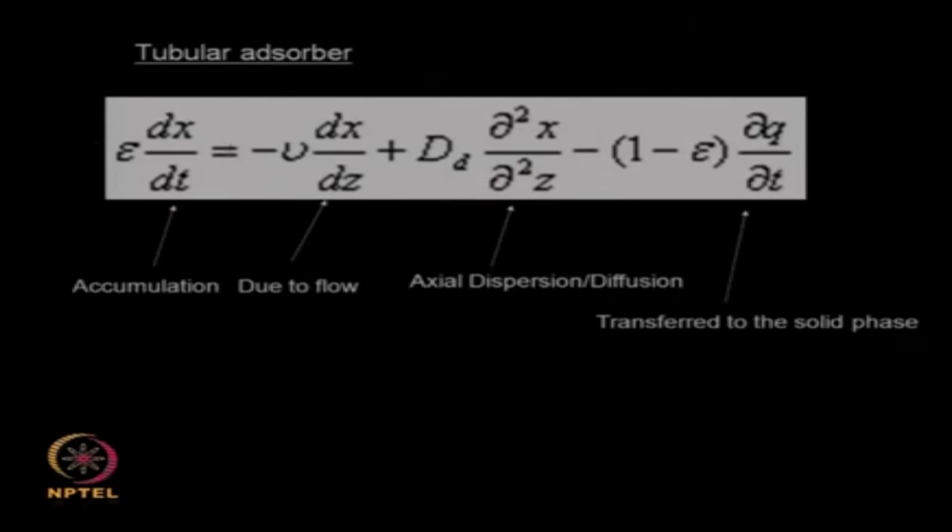So, please recall your stirred tank system and a tubular system. In a stirred tank system we had accumulation equal to material entering minus material leaving minus the solute transferred from the liquid phase to the solid phase. So, here we have accumulation on the left hand side, and then movement of the solute because of the flow, and movement because of diffusion, and the transfer of the solute from the liquid to the solid phase.